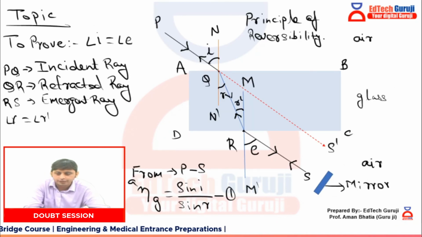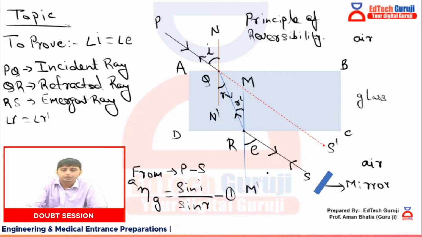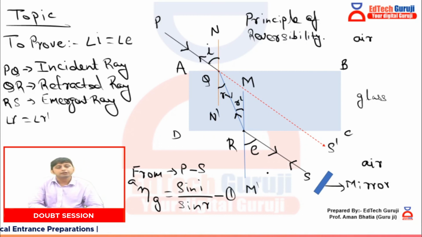So this is how we can logically prove that the angle of incidence will be equal to the angle of emergence. If this diagram is clear to you, this is very, very important. If this diagram is clear to you, I'm sure the rest of the things would have been clear. I hope this session was fruitful to you. You have understood and you got the answer.